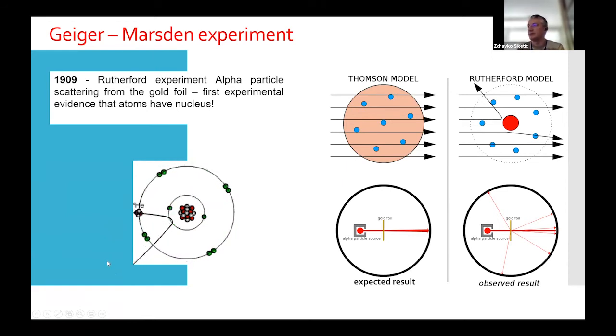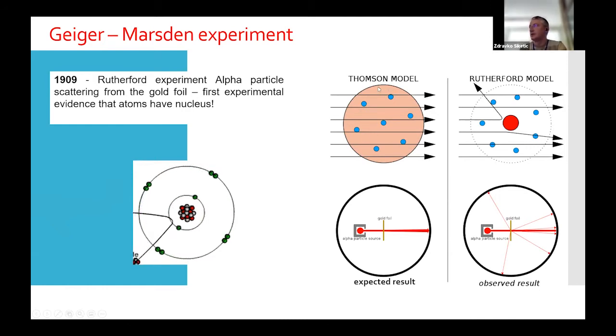The first of these experiments was performed many years ago, in 1909. This is the famous Rutherford experiment where he proved that the atom is made from a solid core, where the whole mass is concentrated, and this core carries the positive charge of the atom, and you have electrons which are orbiting this nucleus.